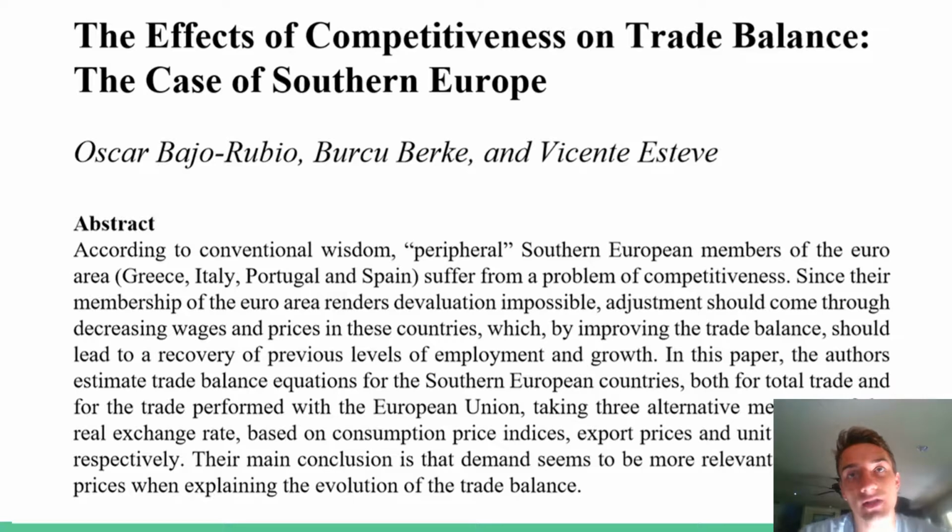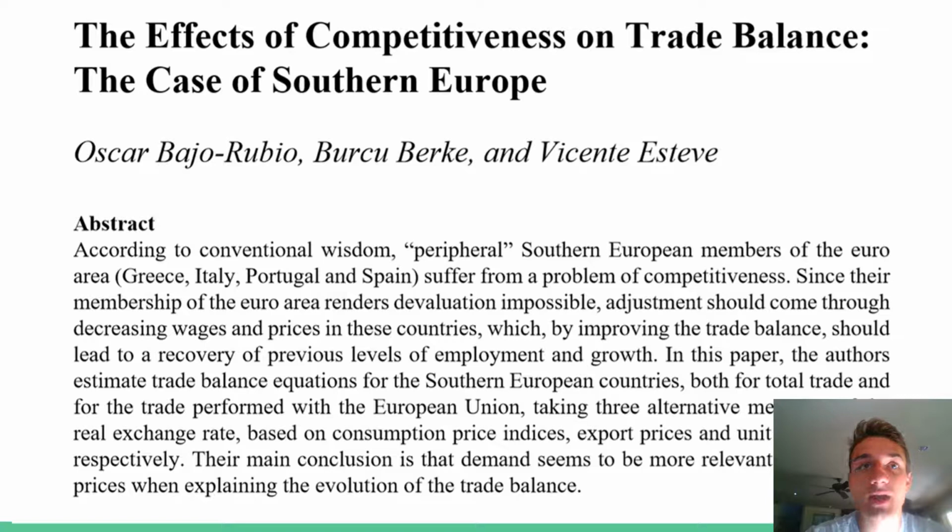According to the article, conventional wisdom states that peripheral southern European members of the euro area, Greece, Italy, Portugal, and Spain, suffer from a problem of competitiveness. Since their membership of the euro area renders devaluation impossible, adjustment should come through decreasing wages and prices in these countries, which, by improving the trade balance, should lead to a recovery of previous levels of employment and growth.